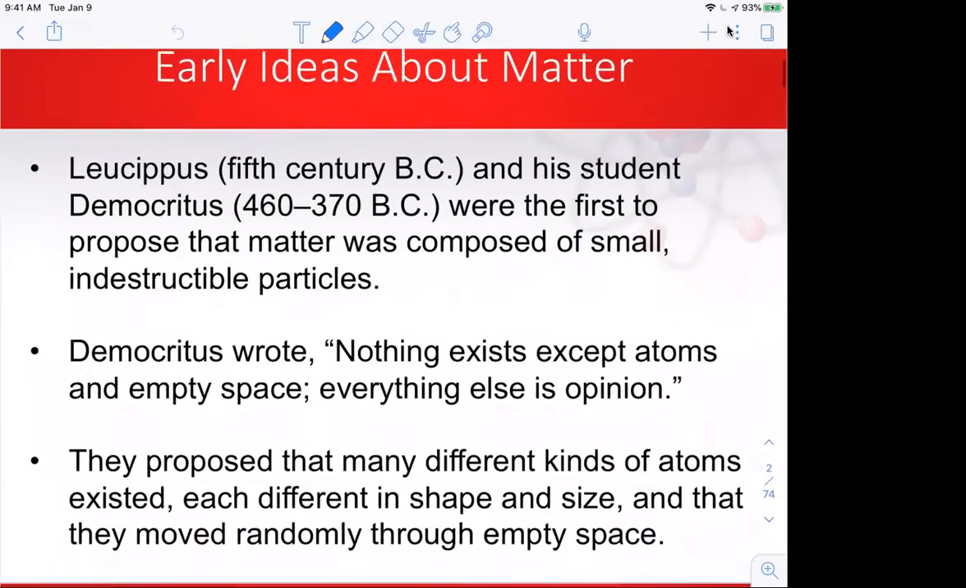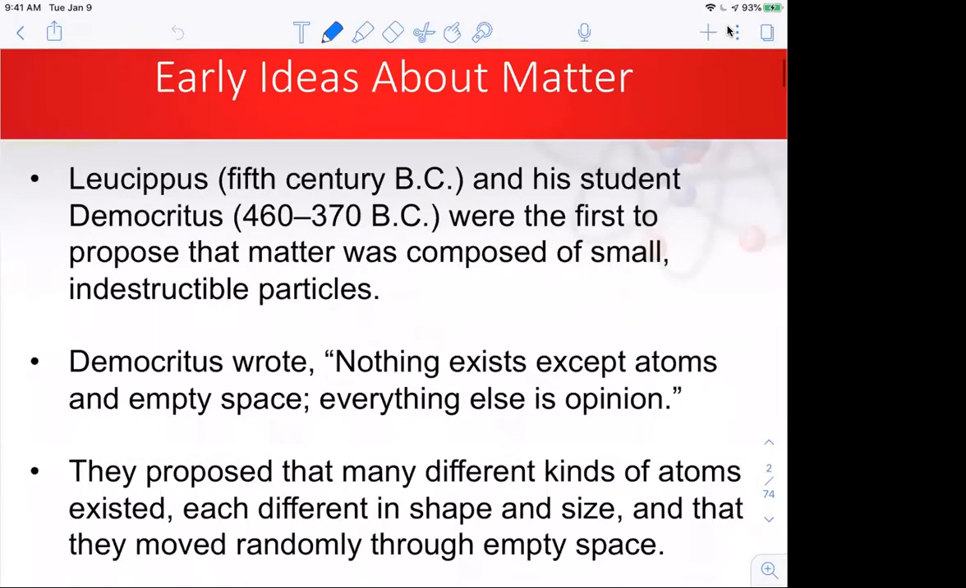Now, this is actually pretty insightful considering they had no experimental knowledge, right? They had no technology in order to actually design experiments. This was all simply a thought process.